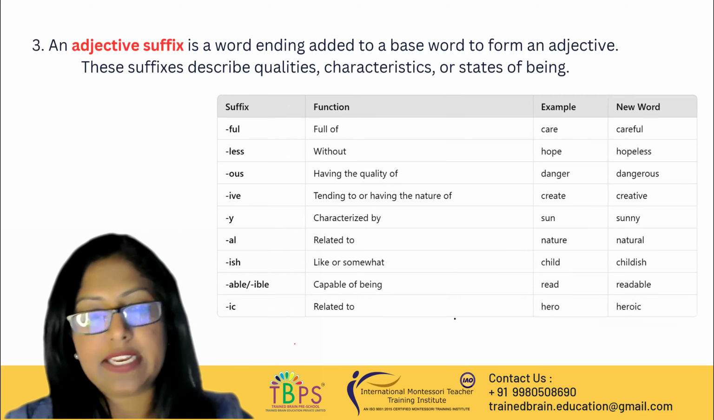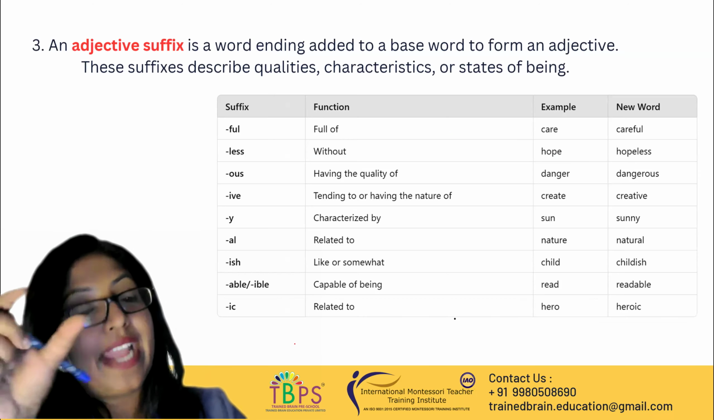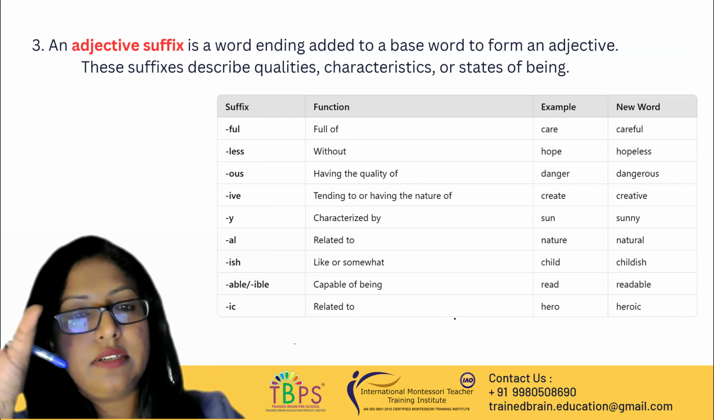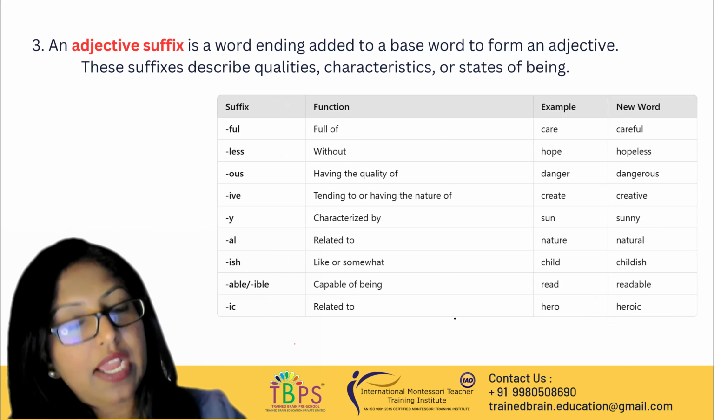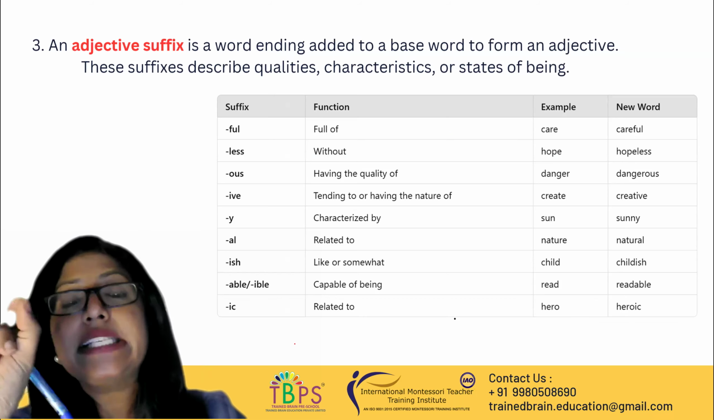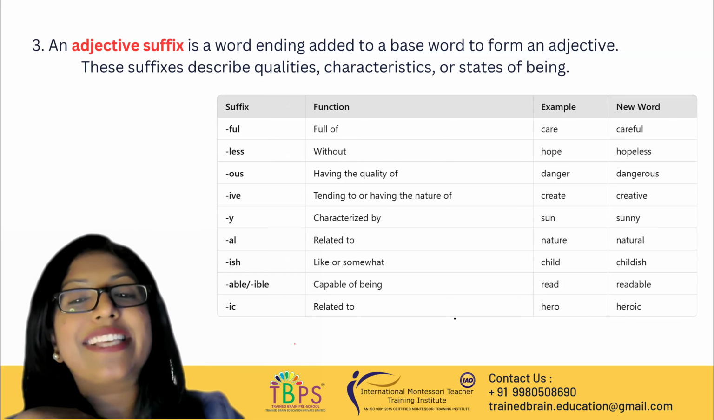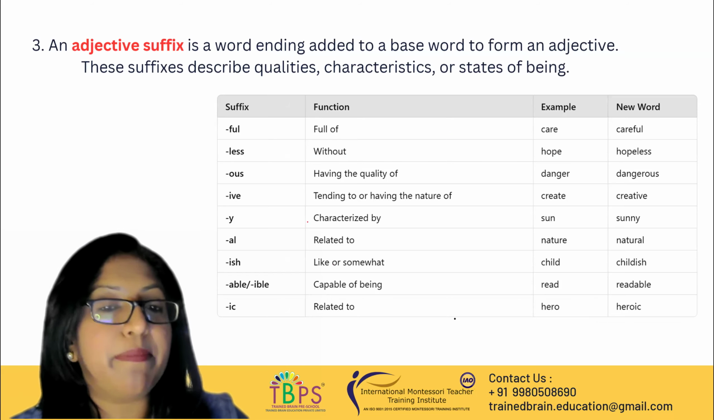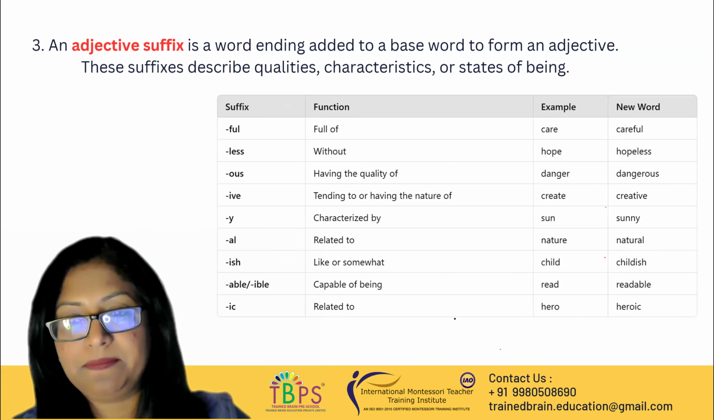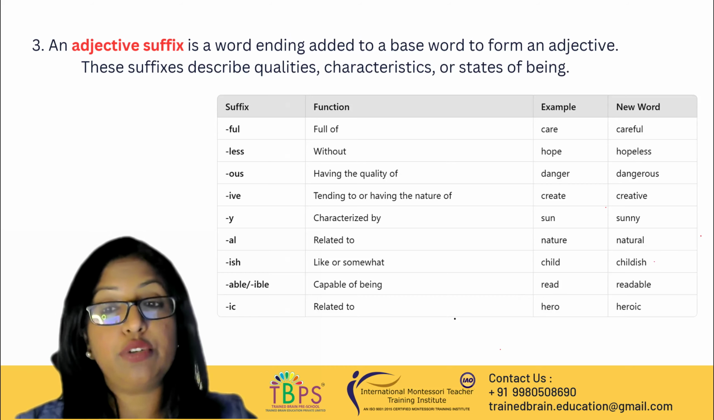The next one is related to our adjective suffixes. Again, we take the base word to form an adjective. Whatever suffixes you add should describe the quality or the characteristics. This is important. Let's take the first one, FUL. You are so beautiful. Beauty, beautiful.